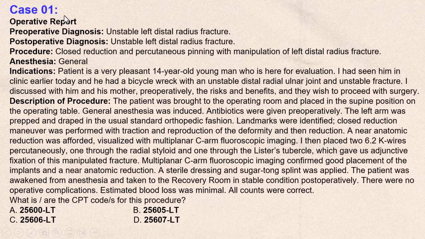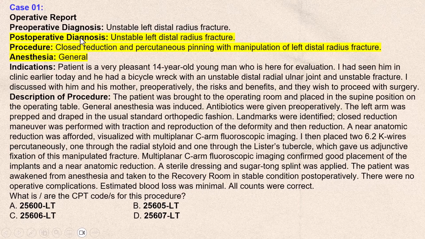Case number 1. As I explained earlier, first go to the last question. It's asking about CPT codes. There are 4 codes available, all adjacent codes. If it is asking for a CPT code, you just read the procedure. No need to read all the description, just read the procedure. Also, if needed, read the post-operative diagnosis. Here the post-operative diagnosis is unstable left distal radius fracture. The procedure done is closed reduction and percutaneous pinning with manipulation of left distal radial fracture.